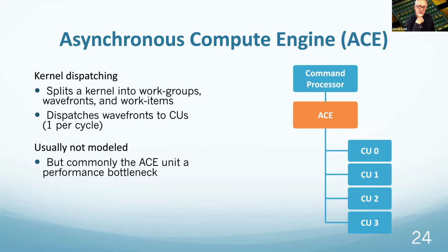The ACE units, the Asynchronous Compute Engine. For NVIDIA, this was the hardware scheduler. So this does kernel dispatching. It splits a kernel into work groups, wavefronts, and work items. Or similar would be blocks and taking grids to produce blocks and warps on an NVIDIA device. Dispatches wavefronts to the compute units, one per cycle.